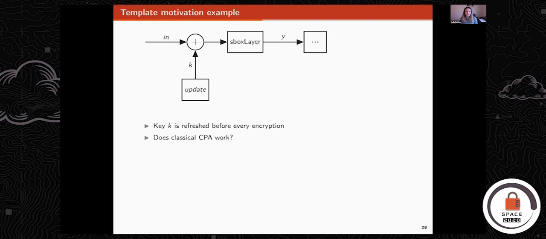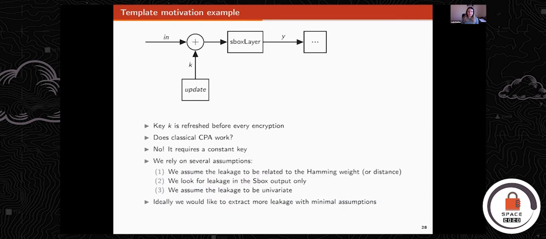Obviously, classical CPA or DPA would not work in this case, because you rely on statistics that take advantage of the fact that the same key is used over and over again. If this is not the case, then we have to do something else. You remember we talked about SPA, but that's also not so easy, especially for symmetric key crypto, because things happen too fast to observe many things in a single trace. But then we can do template attacks.